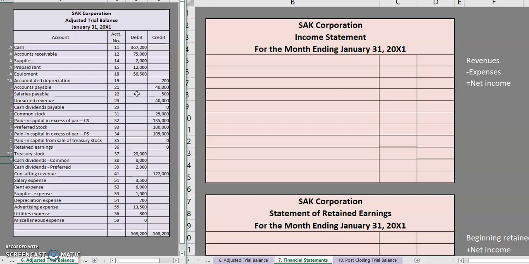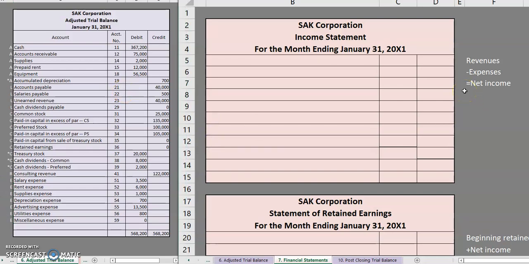Same deal here. These are cash dividends. These are kind of like the drawing account that you saw for a proprietorship. Those will also be a contra. Consulting revenue will be a revenue account, also known as income. And then we have our expenses.